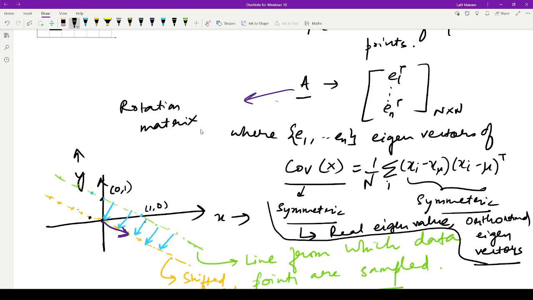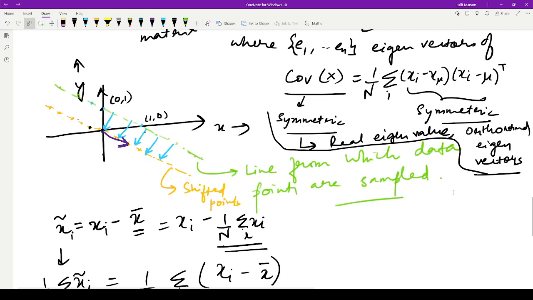Everyone remembers the definition of orthonormal vectors? Orthonormal means what? Ei transpose Ei will be 1, and Ei transpose Ej for i not equal to j is 0.